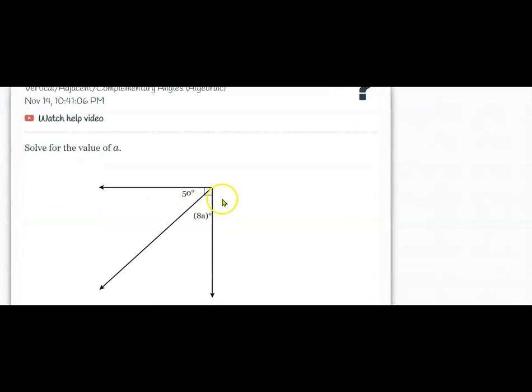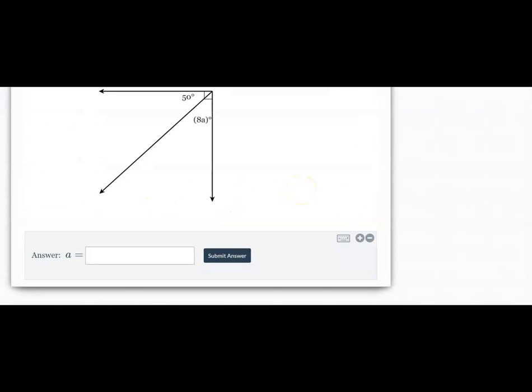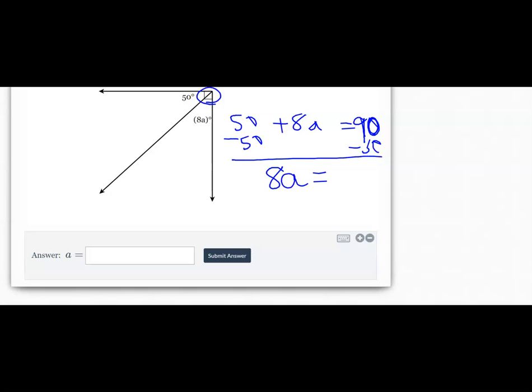One more question. I see a special box right here, and that means my two angles are going to add up to 90 this time. So 50 plus 8a equals 90. Subtract 50 from both sides, and 8a is equal to 40. Divide both sides by 8, and a is equal to 5.